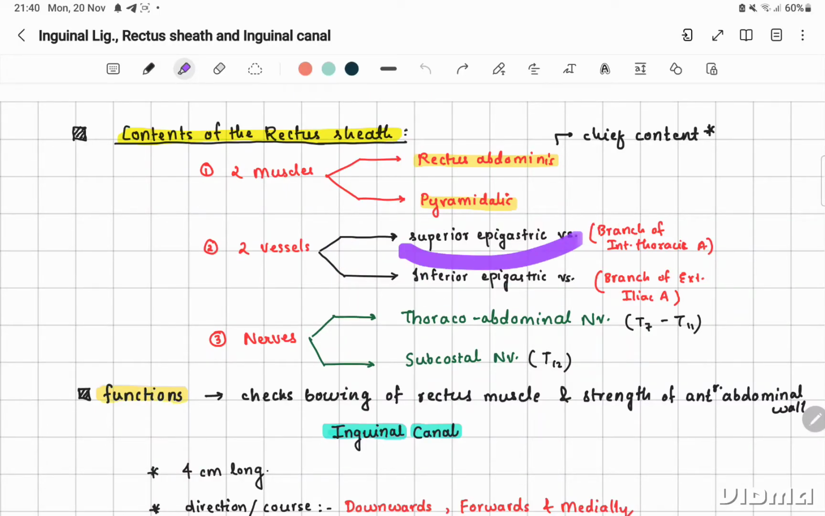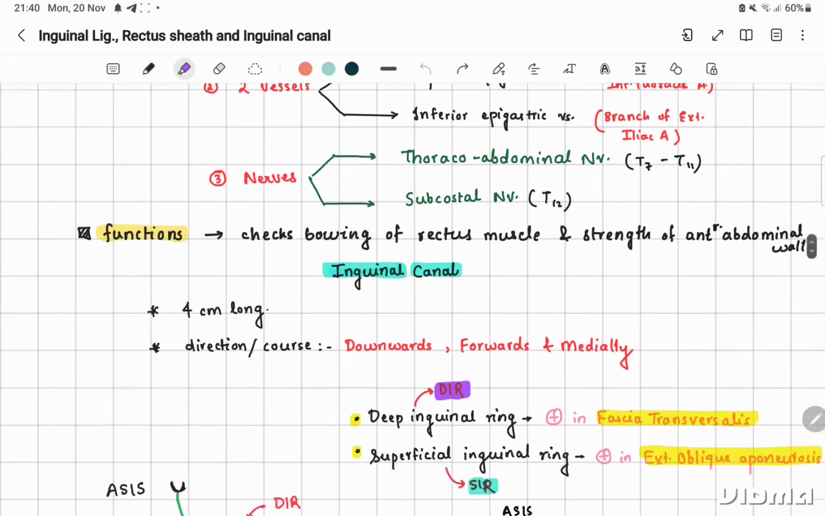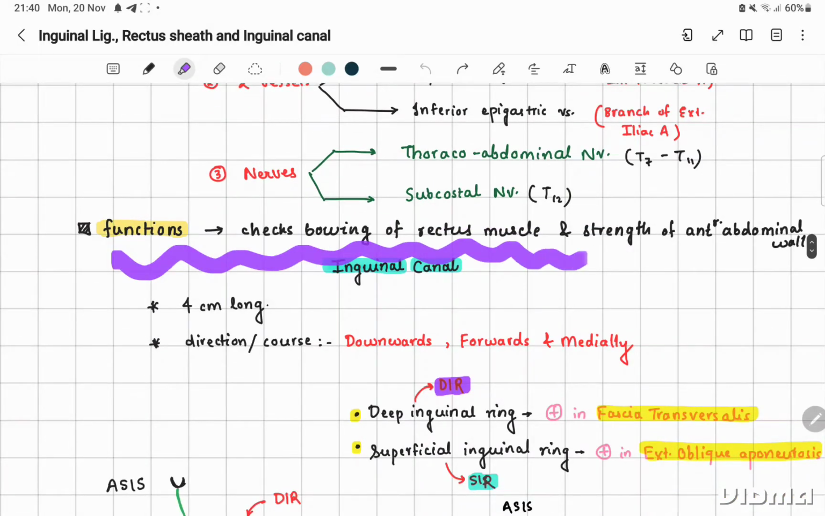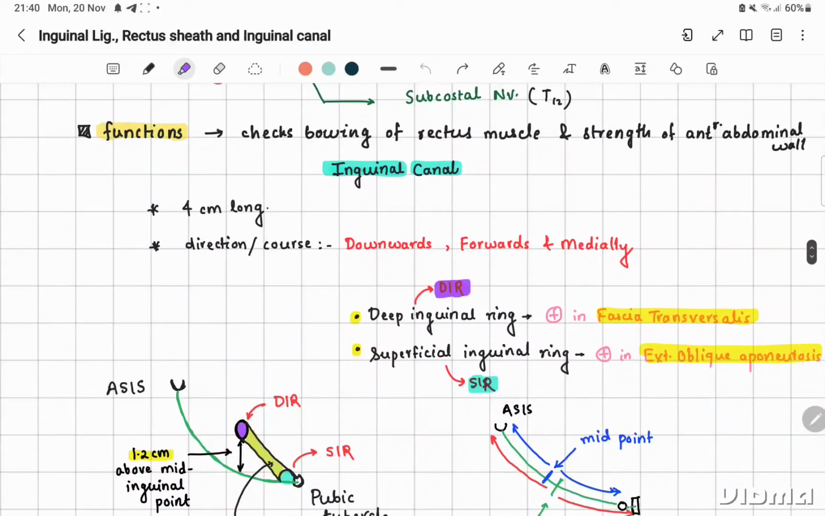The superior epigastric vessel is the branch of the internal thoracic artery, and the inferior epigastric vessels are the branch of the external iliac artery. Understood? And two nerves: the thoraco-abdominal nerves, that is T7 to T11, and the subcostal nerve, that is T12. The function is to check the bowing of the rectus muscle and increase the strength of the anterior abdominal wall. So this is all about the rectus sheath.